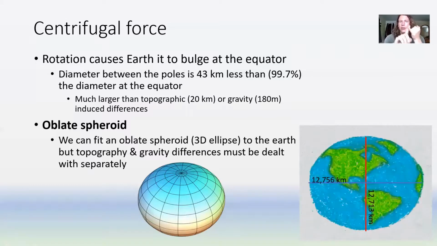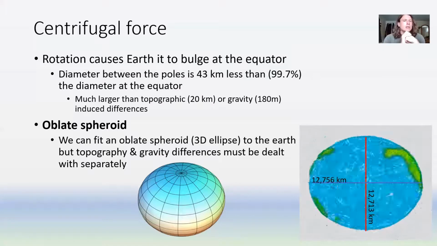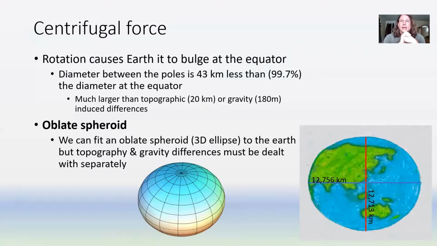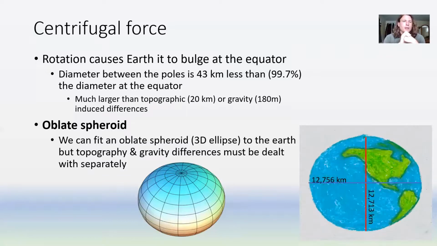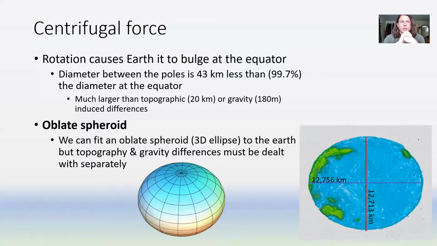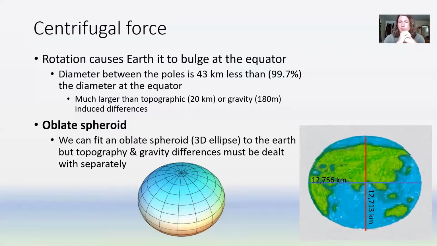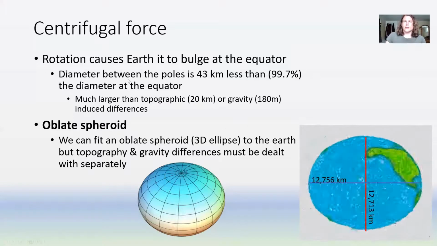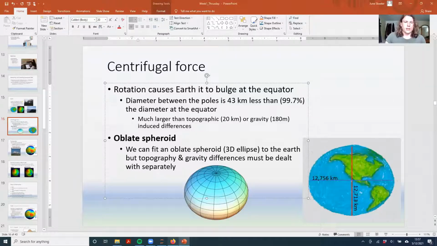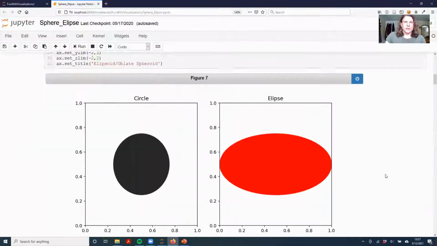And these differences are much larger than topographic or gravity-induced differences, and they happen on a global scale. So the shape of the Earth is actually much closer to what's known as an oblate spheroid. And we can fit an oblate spheroid, so that's a three-dimensional ellipse, to the Earth, but topography and gravity differences must be dealt with separately. So just to highlight a little bit about what an oblate spheroid is, I've just created a little Python code to sort of highlight the differences between these shapes.